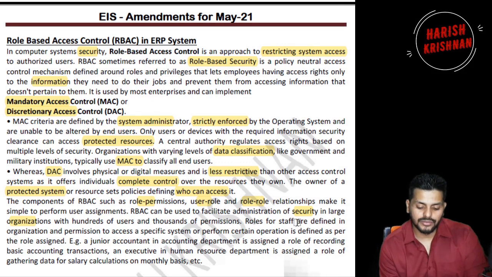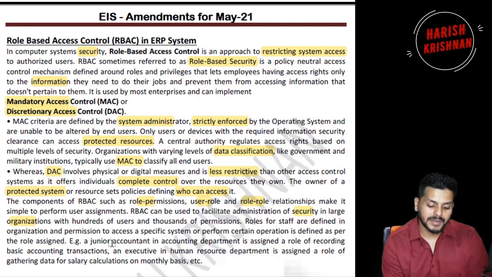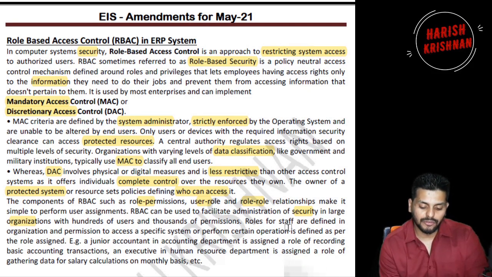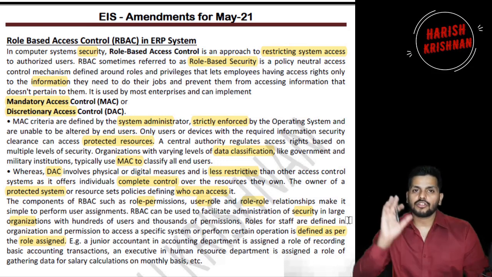Roles for staff are defined in the organization. And permission to access a specific system or perform certain operation is defined as per the role assigned. So whatever is the role given to you, permission also is given to you accordingly.